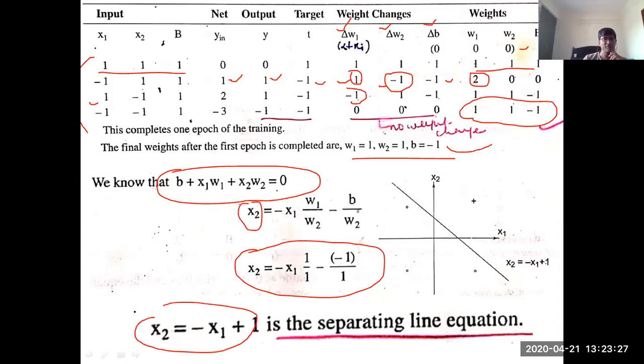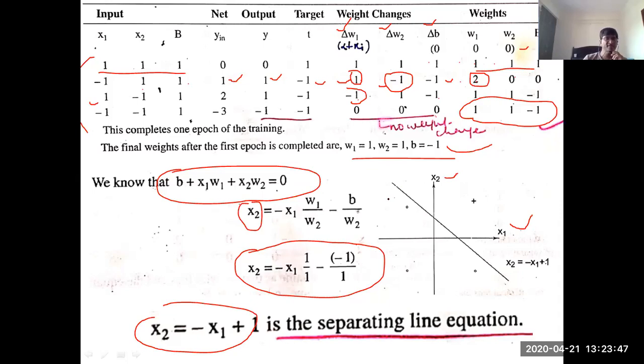Once we get this equation, we can definitely draw a line in a 2D plane where x1 is on the x-axis and x2 is on the y-axis, right? So this line basically signifies what the learning is, or how the network has learned after epoch 1, right?